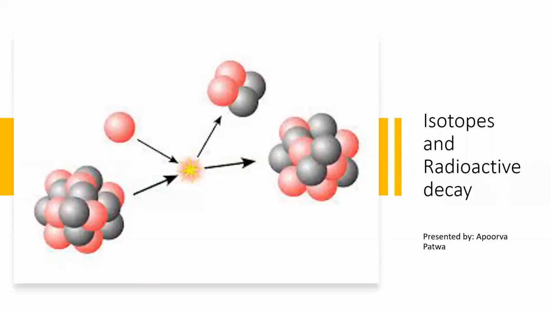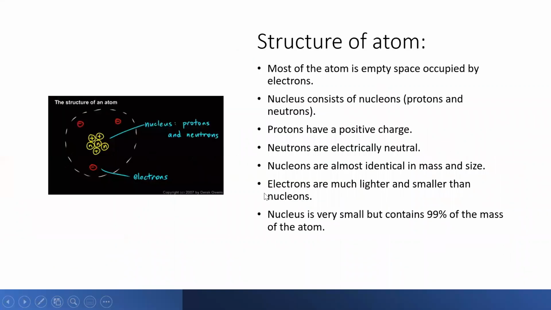This video is regarding isotopes and radioactive decay. Let's have a quick look at the structure of the atom, which we have already seen. Most of the atom is empty space occupied by electrons. The nucleus is in the center with the positive protons and neutrons which have no charge, and there is a cloud of electrons around the nucleus. Protons have a positive charge, neutrons are electrically neutral.